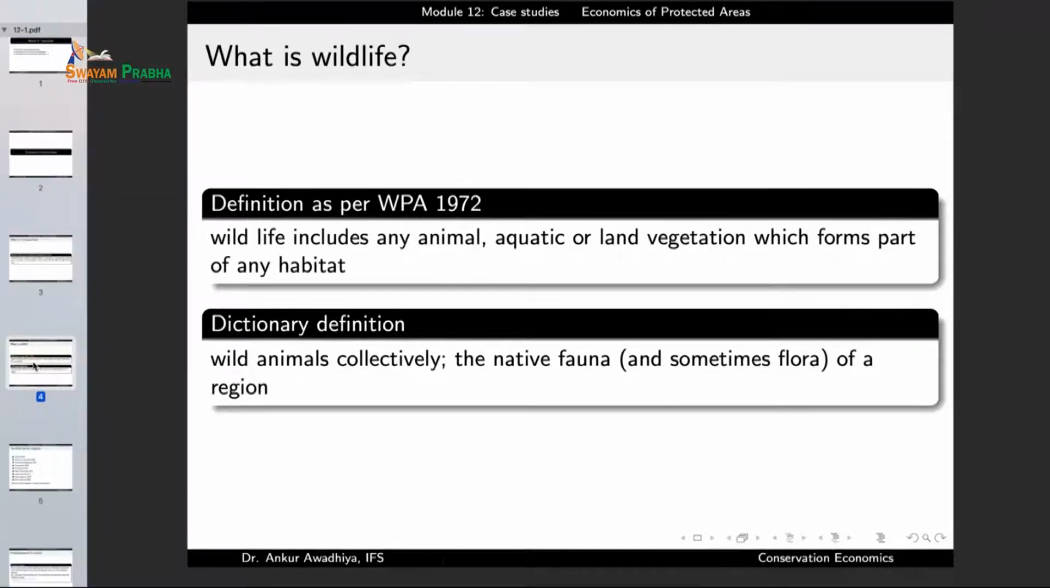So what is wildlife? Wildlife is defined in the Wildlife Protection Act 1972 as: wildlife includes any animal, aquatic or land vegetation which forms part of any habitat. So what we are saying here is that if you have any animal or any plant that forms part of any habitat, then we'll say that it's a wildlife.